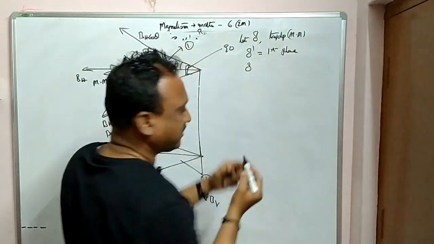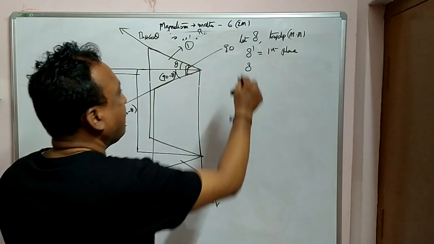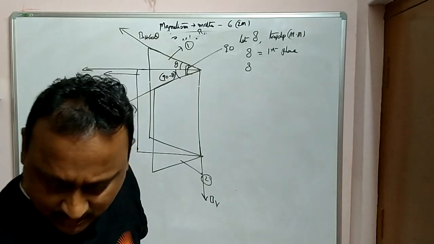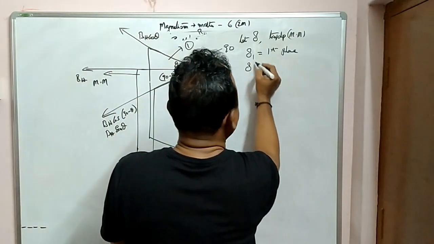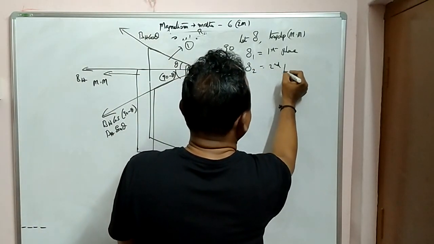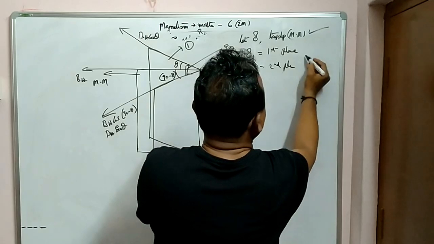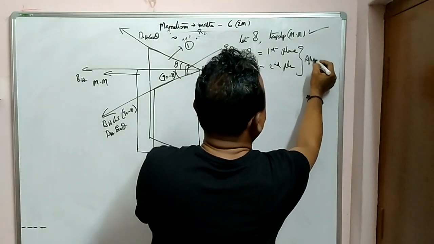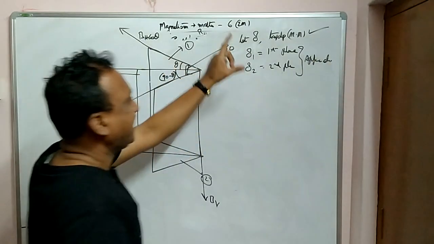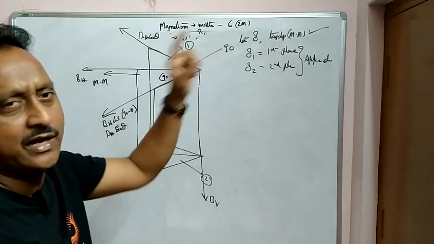Okay, let's take del 1 and del 2. Del 1 and del 2 are the dips in the first plane and the second plane. This is the true dip, and these are apparent dips; these two are apparent dips in other planes. Now we'll get a relation between del 1 and del 2.